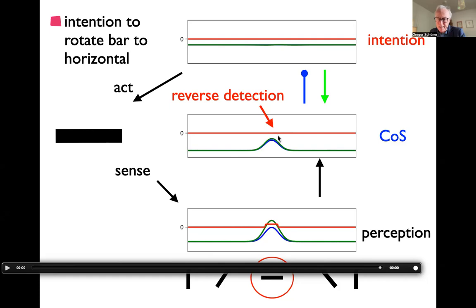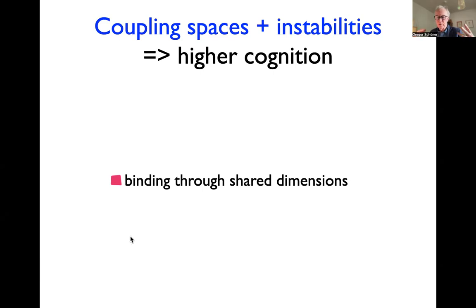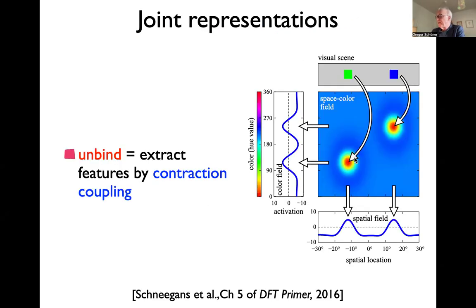Okay, second and last point here about core elements of cognition is now to couple spaces and use detection instability together. So combining the instability we just looked at with coupling patterns in space, and that leads to higher cognition. I'll illustrate that through just some complex architecture without explanation, just show that it does that in principle. And the particular aspect I want to emphasize is coupling through how binding through shared dimension happens with coupling patterns. I'll start with just an individual field. This is what we would call a joint representation.